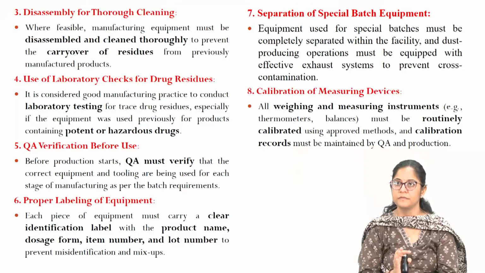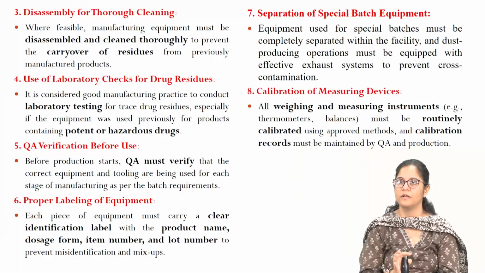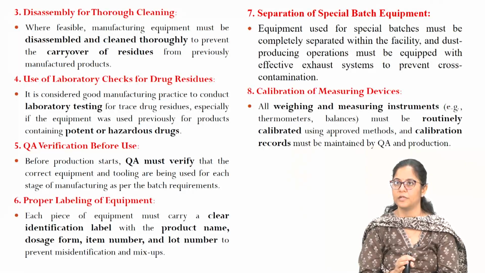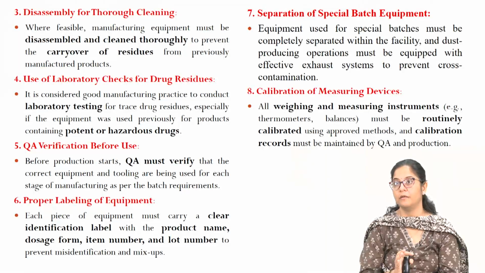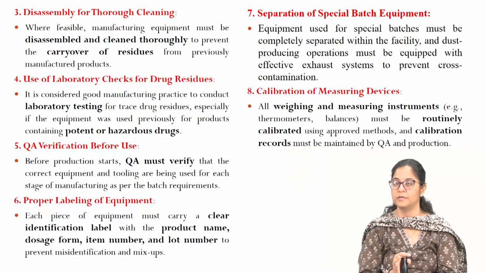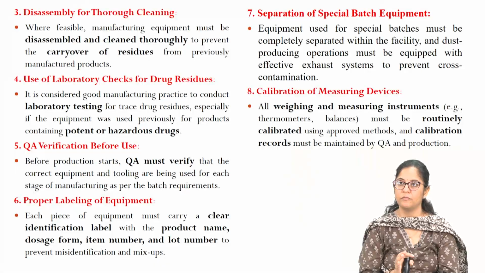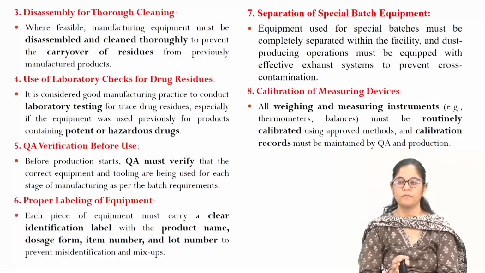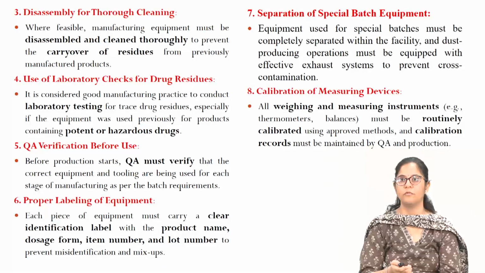Then the equipment used for special batches must be completely separated within the facility, and dust producing operations must be equipped with effective exhaust systems to prevent cross contamination. All weighing and measuring instruments, that is thermometers, balances, pH meters or any other minor or major equipment, must be routinely calibrated using approved methods, and calibration records must be maintained by the QA and production.